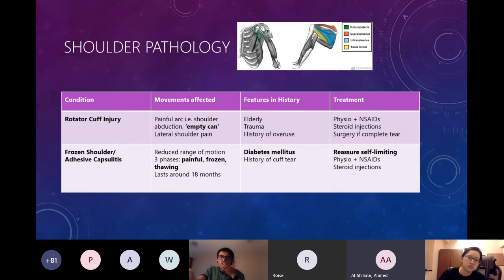With any shoulder pathology, your first line's physio and NSAIDs, and you might have to do steroid injections. You can do surgery for a torn rotator cuff muscle. You can't do it for adhesive capsulitis because there isn't really anything you can do surgically. It says reassure the patient that it's self-limiting, but this isn't an OSCE thing, in real life, if you have a patient with adhesive capsulitis, please do not tell them, don't worry, it'll go away on its own, because it is a really, really horrible condition to have.